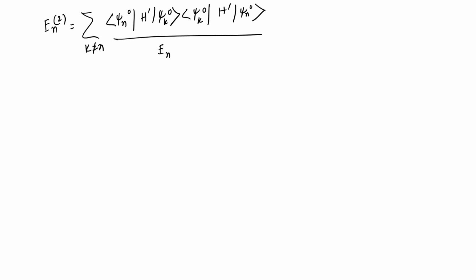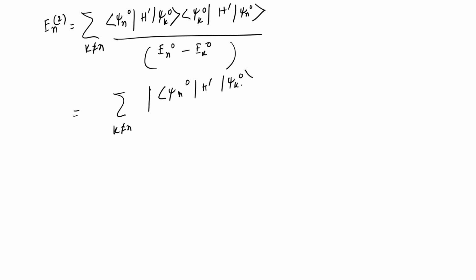So, E n 2 is simply equal to a sum over k not equal to n, and we have psi n 0 h prime psi k 0 and psi k 0 h prime psi n 0, divided by E n 0 minus E k 0, and that is equal to the mod square of psi n 0 h prime psi k 0, summed over k not equal to n, divided by an energy denominator which does not diverge. Okay. So, this is the second order energy correction and so on.